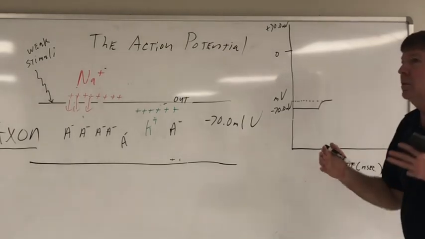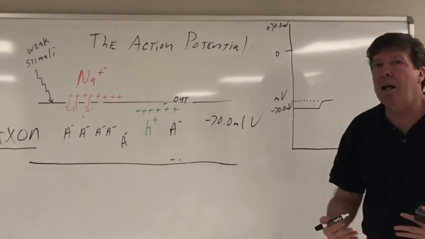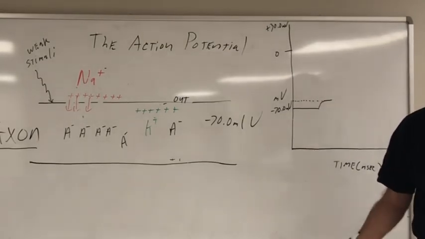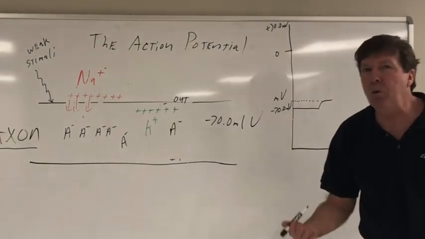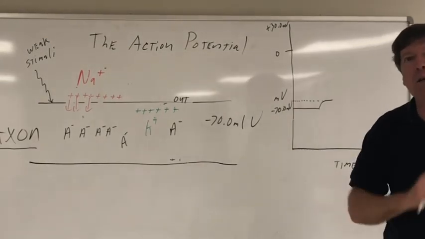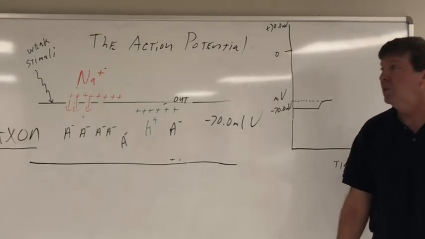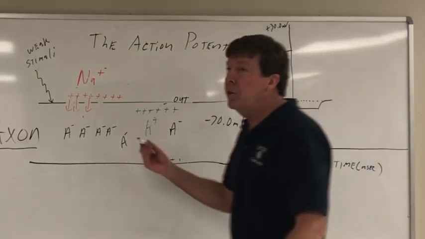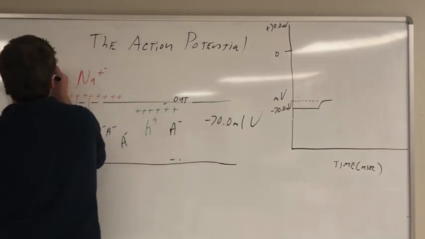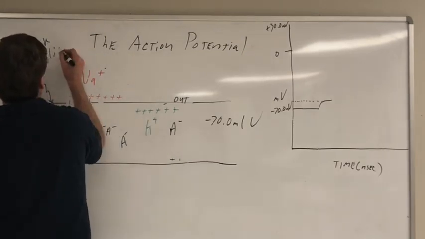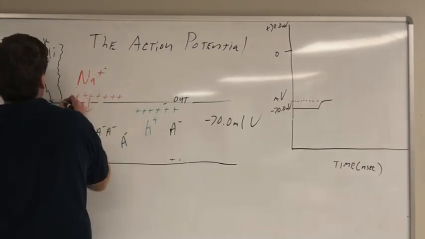Well, this was a weak stimuli. We didn't get an action potential. It was simply too weak to get that nerve fiber to fire, to shoot off that action potential. So let's add another stimuli, and let's make this stimuli a little bit stronger. So here we go.